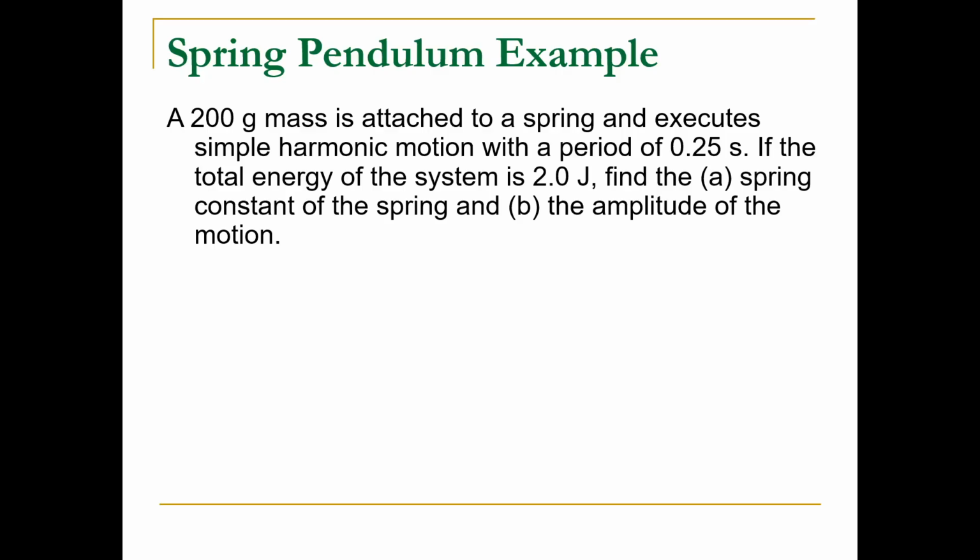Here they could call it mass on a spring or spring pendulum, but it says a 200-gram mass is attached to a spring and it executes simple harmonic motion with a period of 0.25 seconds. If the total energy of the system is 2 joules, find A, the spring constant of the spring, and B, the amplitude of the motion. So I'm going to give you a little time to solve A, and then we'll check that. If you finish with part A before I call you back to attention, you can go ahead and start part B.